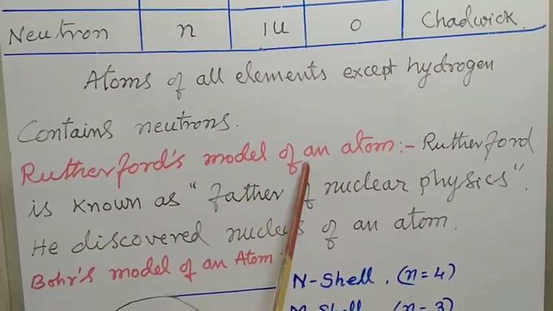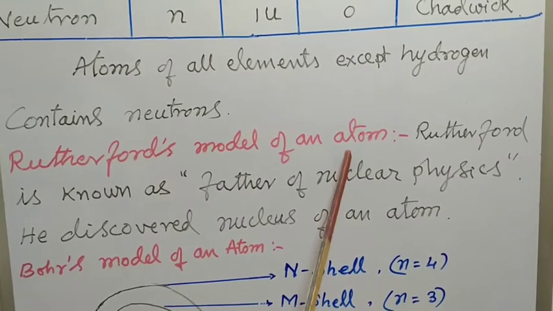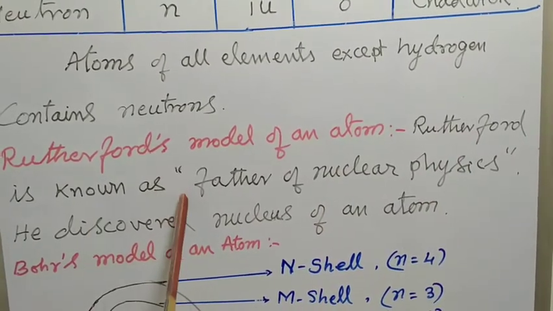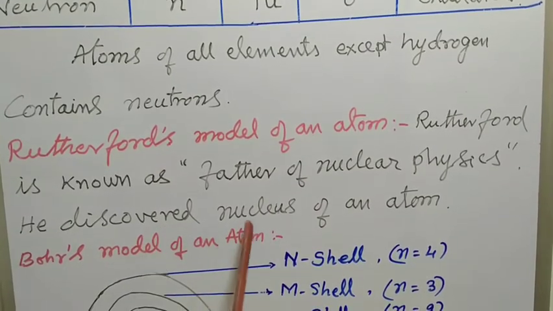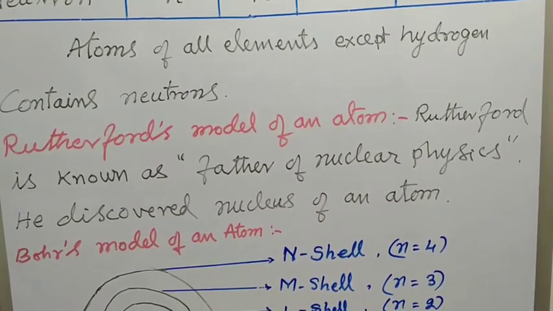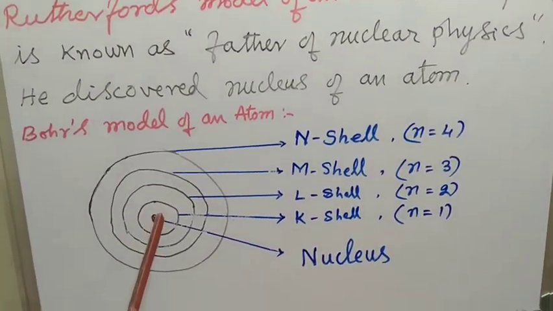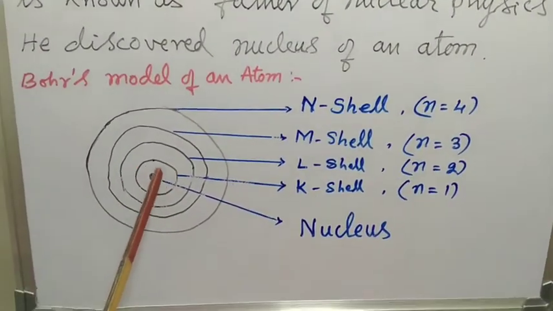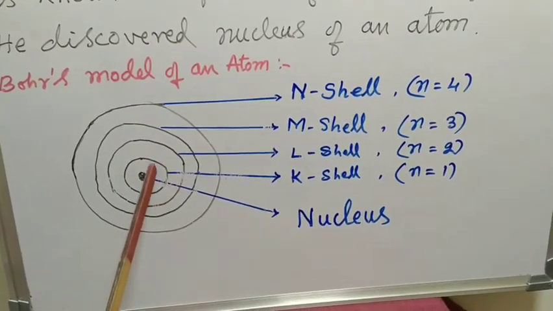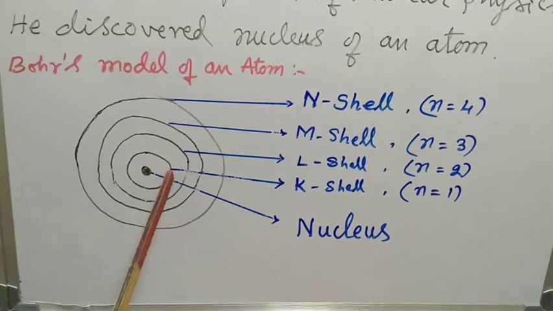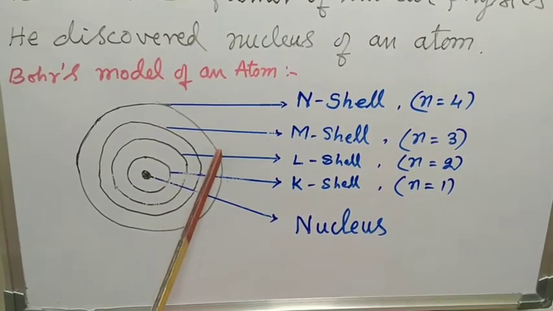Rutherford's model of an atom. He explained the model of an atom. Rutherford is known as father of nuclear physics. He discovered nucleus of an atom. Observe this. This is the nucleus of an atom. These are the layer shells, we call it as first shell, second shell, third shell, and fourth shell.